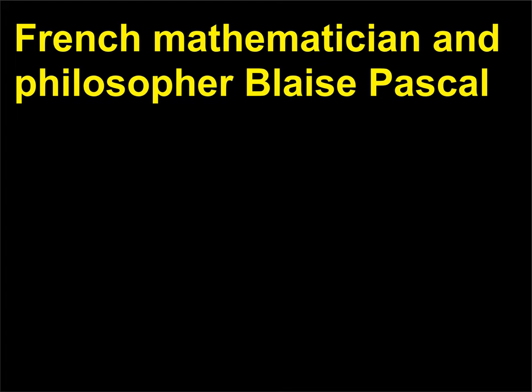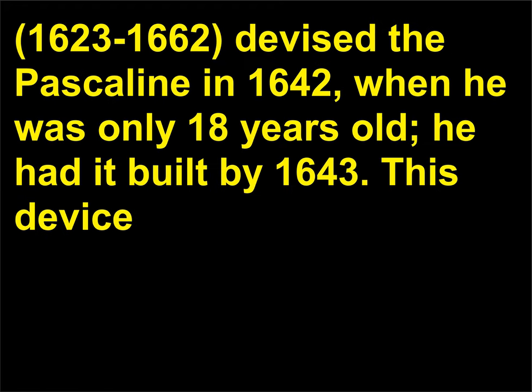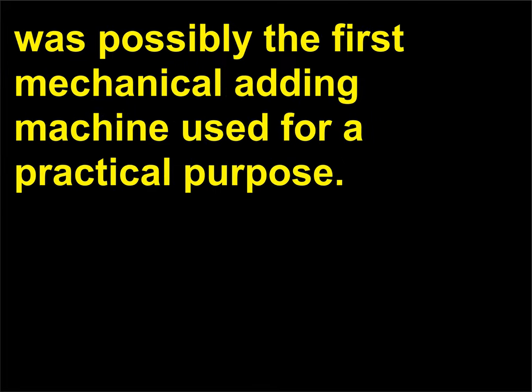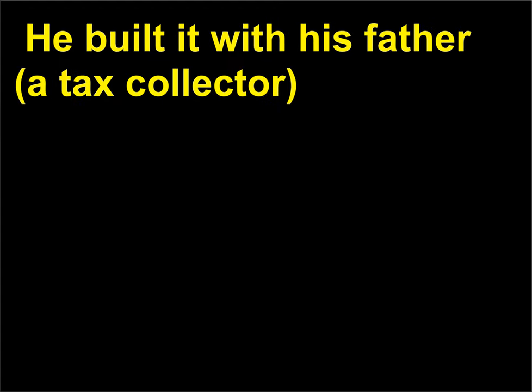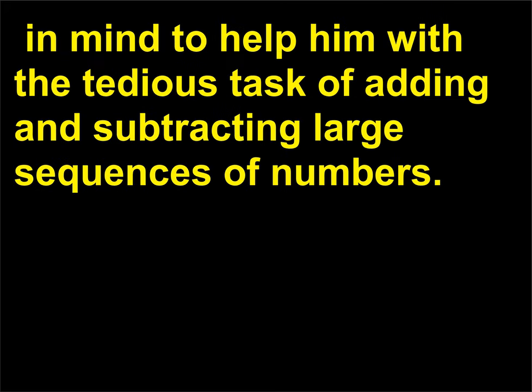French mathematician and philosopher Blaise Pascal, 1623-1662, devised the Pascaline in 1642, when he was only 18 years old. He had it built by 1643. This device was possibly the first mechanical adding machine used for a practical purpose. He built it with his father, a tax collector, in mind to help him with the tedious task of adding and subtracting large sequences of numbers.